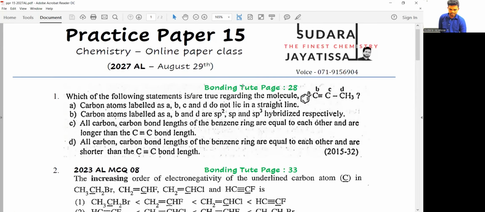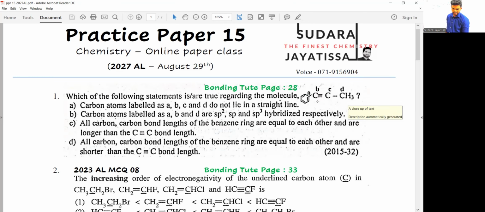Okay, so as you can see here, the first question I selected today is coming from the bonding lesson, page number 28. Understand? So it's better to write the review and paste it in your theory book. Okay, so let's start the first one. They have given us a molecule.